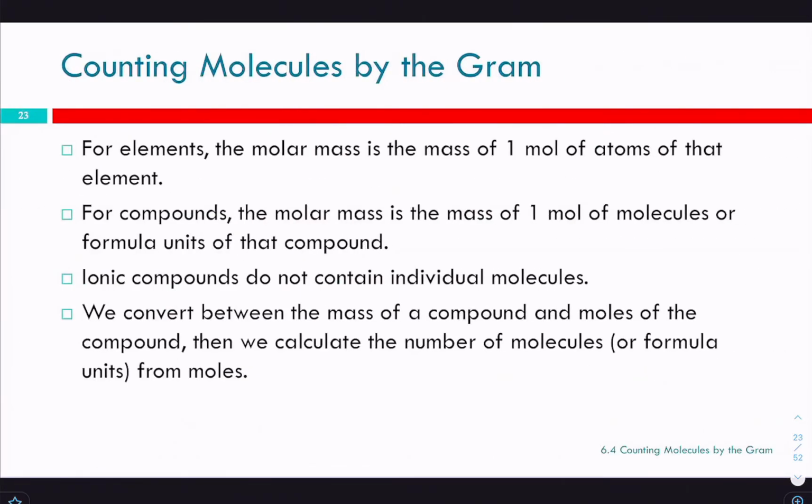So for elements, our molar mass is the mass of 1 mole of atoms of that type of element. And this is where we start to make things a little bit more complicated, but not too much more complicated. If we have a compound, those compounds are made up of multiple elements. So the molar mass is the mass of 1 mole of molecules, or formula units if we're talking about ionic compounds. And so we can convert between the mass of a compound and the moles of a compound. We have to calculate the number of molecules, or the formula units, from moles.